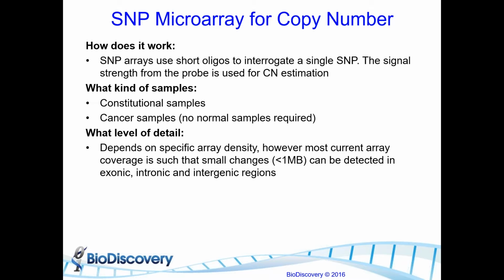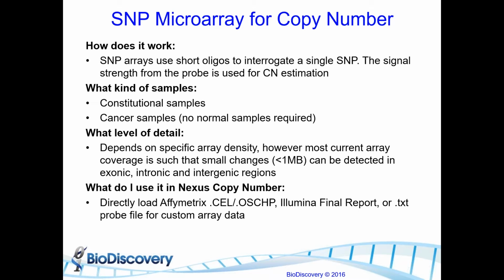However, most of the current arrays have a coverage such that small changes of less than 1 megabase can be easily detected in both exonic, intronic, and intergenic regions. That means we're able to detect regions that are going to be parts of exons or just small parts of promoter regions, intergenic regions, and intronic regions. And when we're using Nexus Copy Number 8.0, we're going to be able to directly load in either the .cell or the .os chip file for our Affymetrix data, Illumina final reports, Agilent feature extraction files, or a text file that includes probe information if we have a custom array.